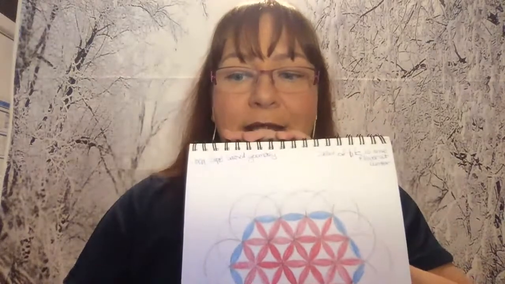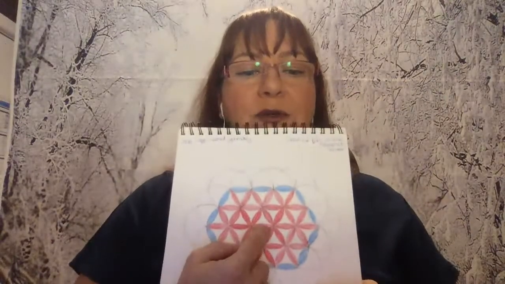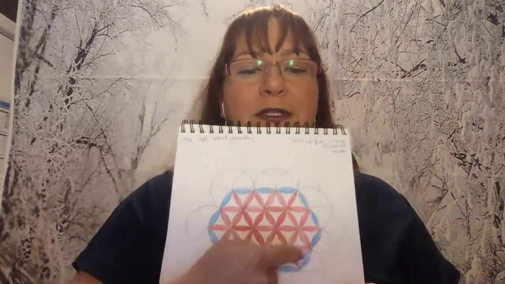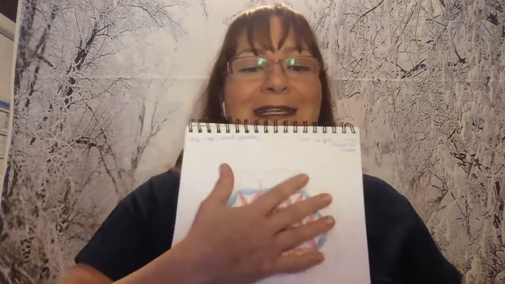Now, the seed of life, the one I showed you earlier, let me get that back. This one is the seed that grows into the flower of life, obviously. It's made with the basic 7 circles. So you have 1 circle here, you have 1 circle here, and the seed is only made of 7 circles.